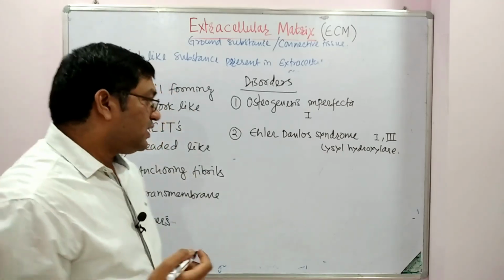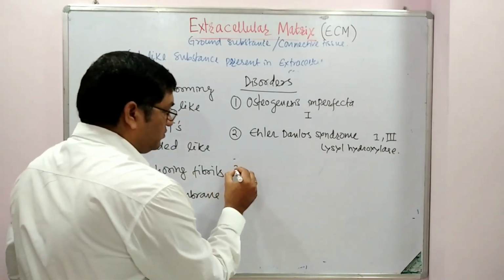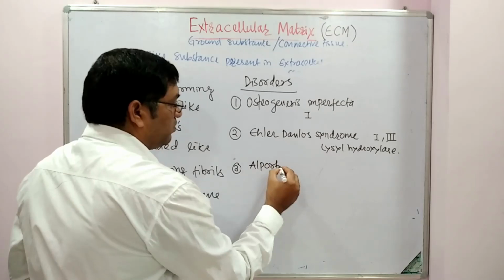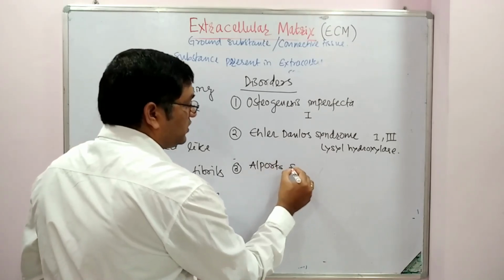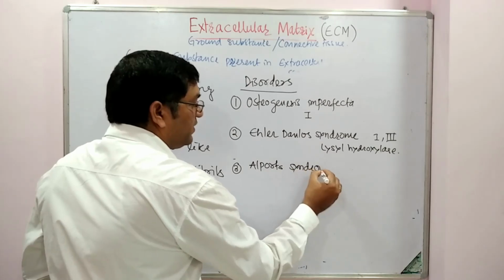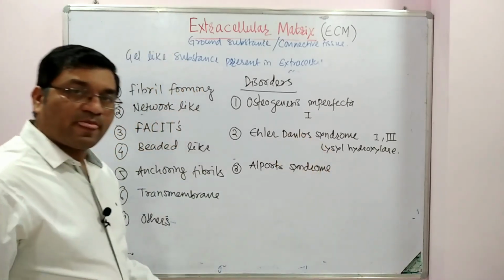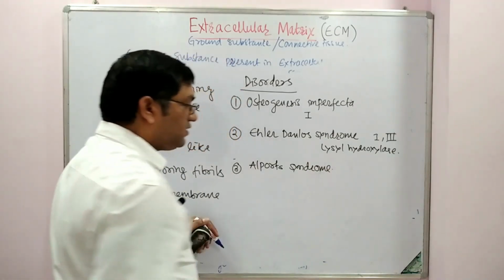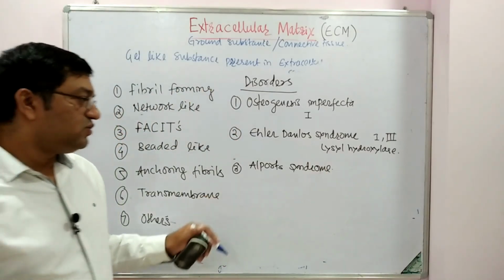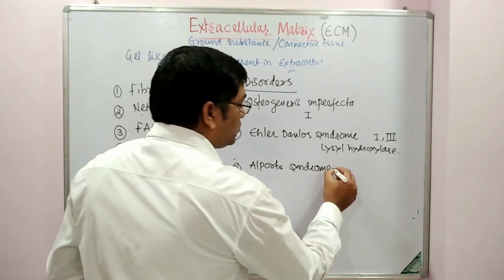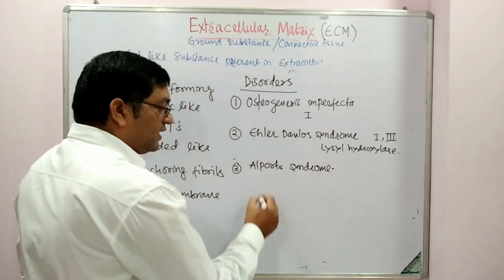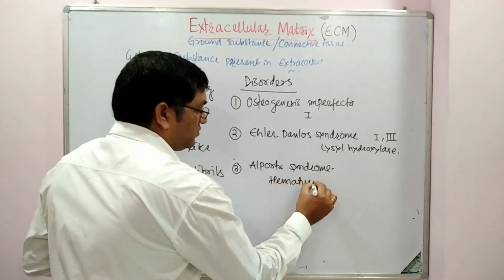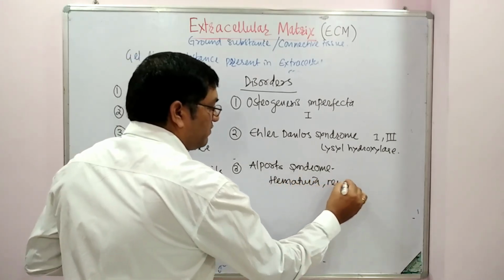And third one is Alport syndrome. It is due to a defect in the gene coding for type 4 collagen, and it is characterized by hematuria and renal failure.